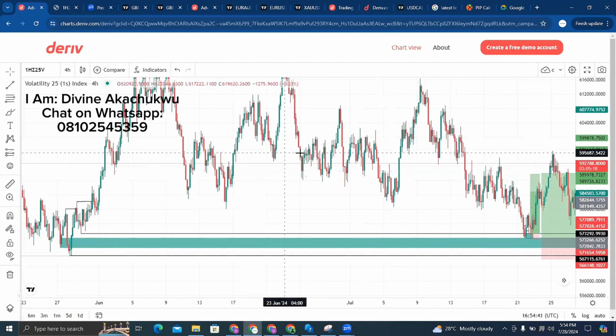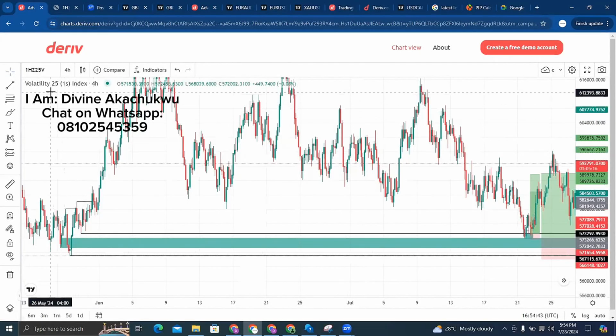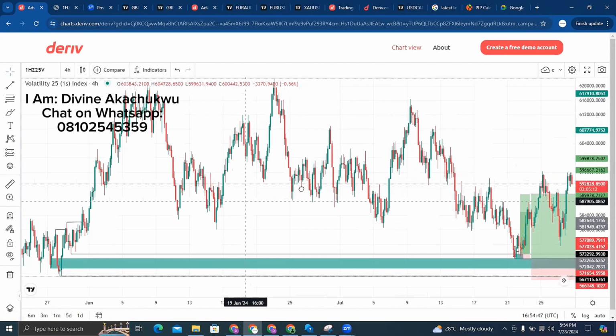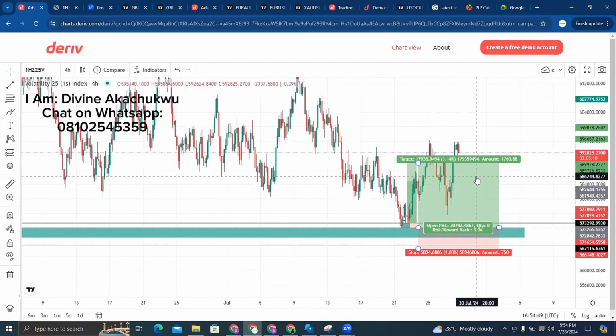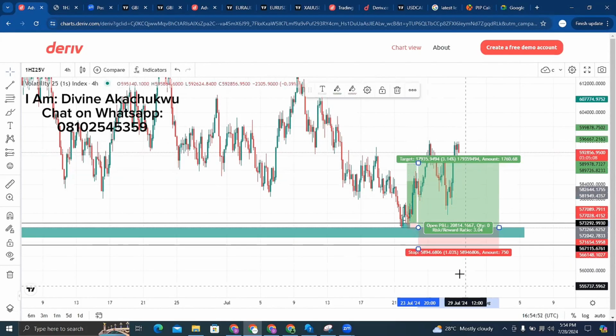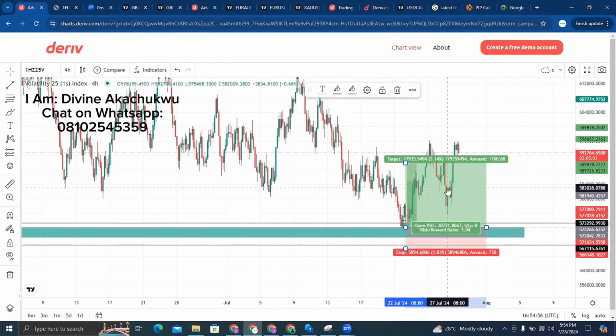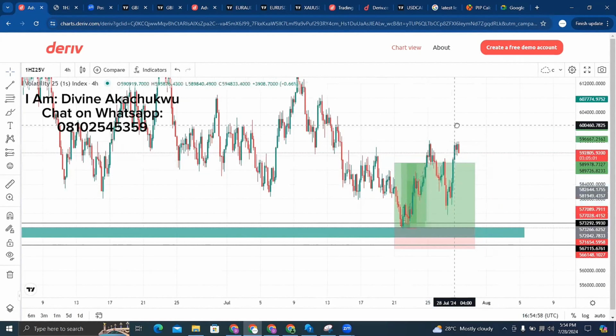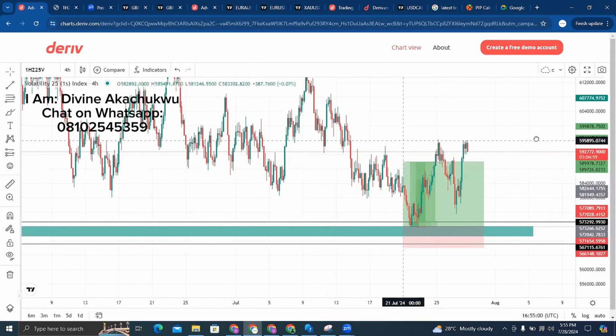Here's a trade I took. This is Volatility 25 1s, on a 4-hour time frame. The trade was actually this one right here. I entered a buy from this place and it has hit my take profit region.